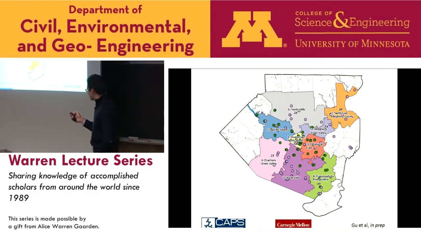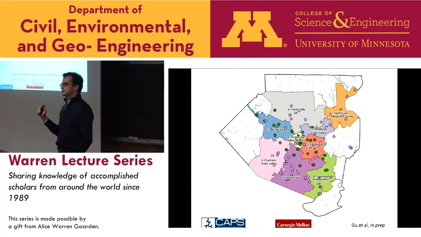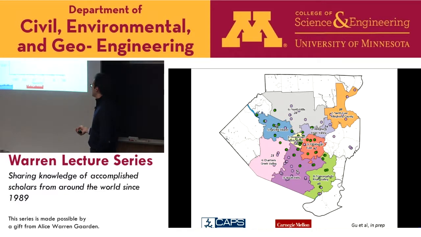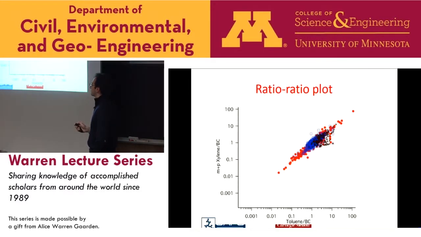So we want to understand what's going on here from a source perspective. And one tool we can use to look at sources is called a ratio-ratio plot. The idea is you take 3 species you're interested in that can all have a common set of sources. So I'm showing xylene isomers, toluene, and black carbon. These are all things that you can get from combustion systems. And you normalize 2 of them by the third. So I have toluene to BC and xylene to BC, and I have a bunch of data. And this data more or less aligns along a line.